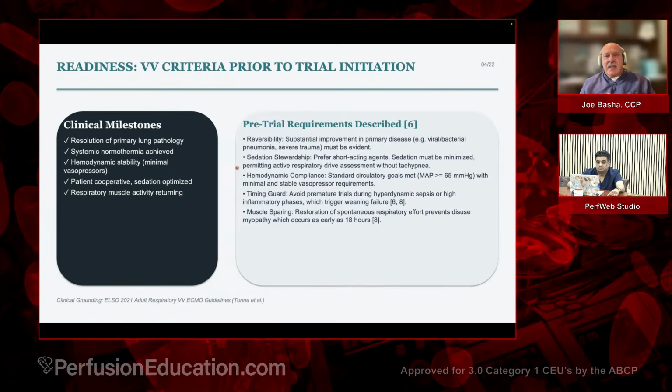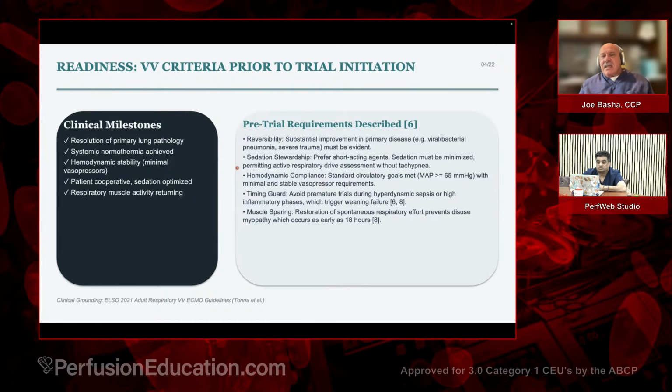VV criteria prior to trial initiation. Your clinical milestones that you're looking for are resolution of your primary lung pathology, systemic normothermia is achieved, hemodynamic stability, minimal use of vasopressors and inotropy, patient cooperation, sedation is optimized, respiratory muscle activity is returning. So very important, I think I say this several times throughout this lecture, that if you start seeing a patient using all of the accessory muscles, they start shoulder breathing as well as just their diaphragmatic normal breathing patterns, then you're probably going to have a failed withdrawal or failed explantation.